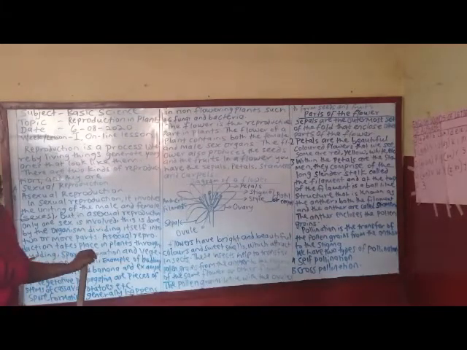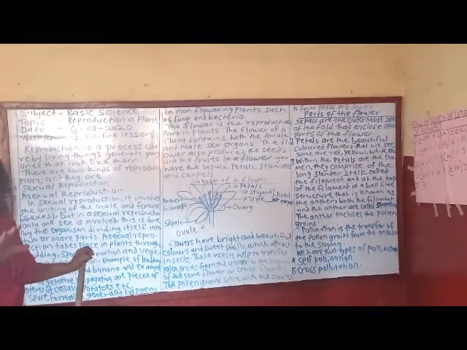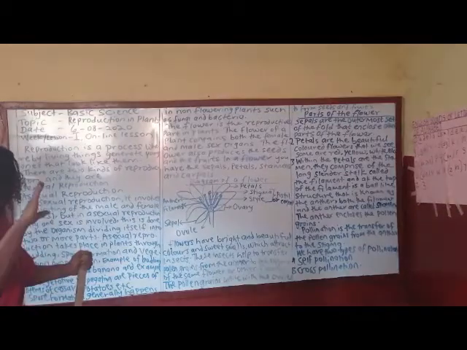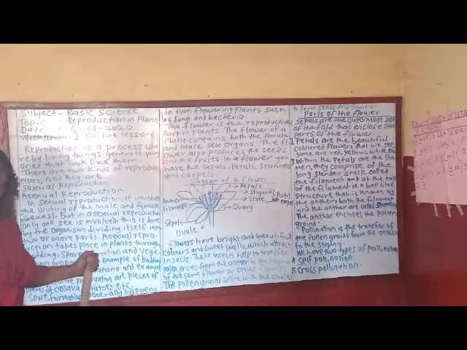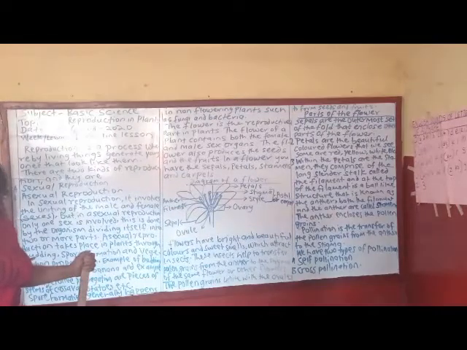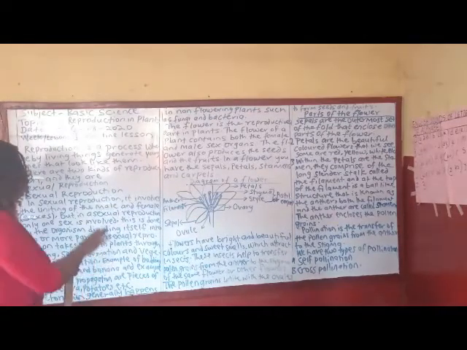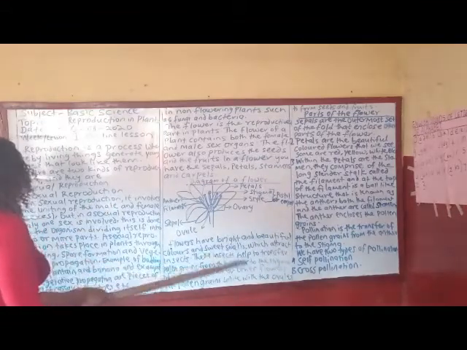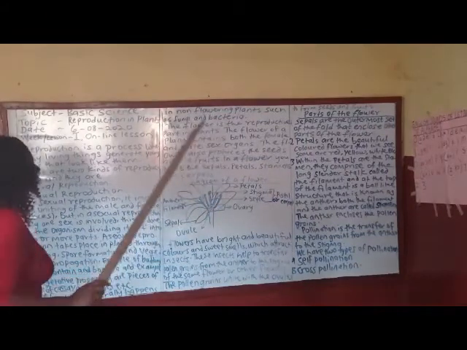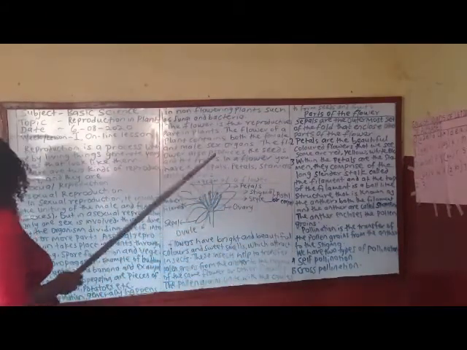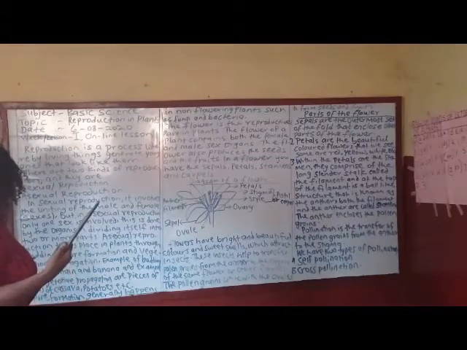I want to tell you something here. This transfer of pollen grains from the anther to the stigma is known as pollination. And remember, when I explain this diagram, you will know that the anther is the male reproductive organ, and the stigma is the female reproductive organ in plants.